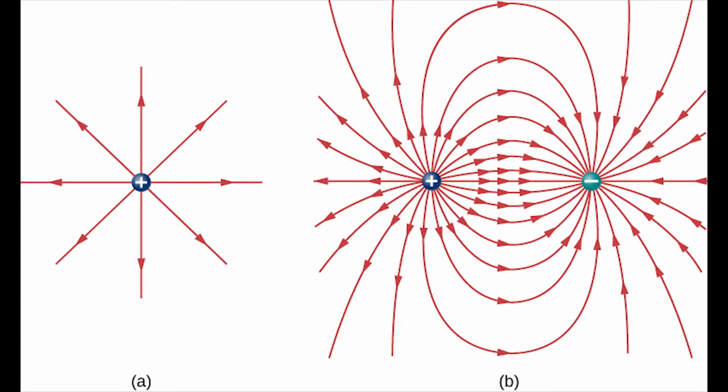Moving on to electric fields. They exist between two charged particles. We represent them using electric field line diagrams. The electric field line diagram represents the force acting on a positive test charge.